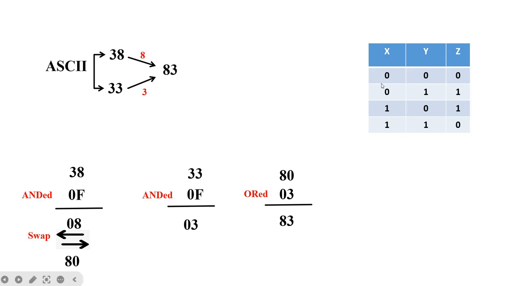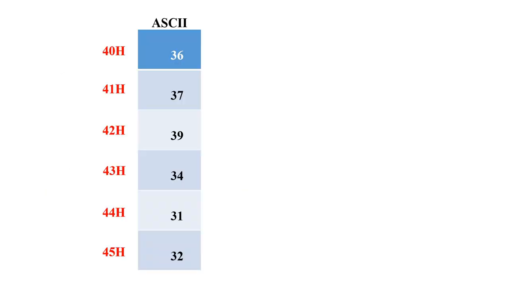Here is the truth table for the OR operation. 0, 0 is 0; 0, 1 is 1; 1, 0 is 1; and 1, 1 is 1. So we are performing a bitwise logical OR operation. When we do this, we get 80 plus 3, that is 83.